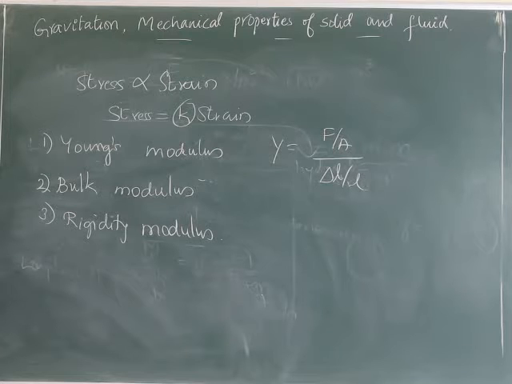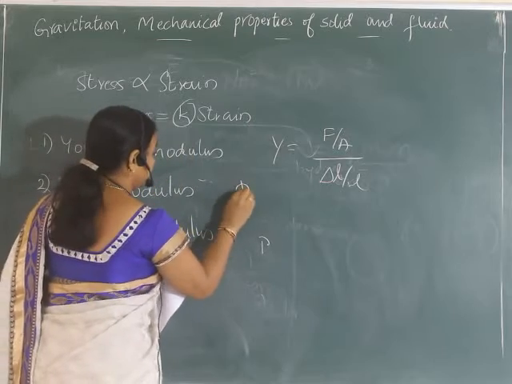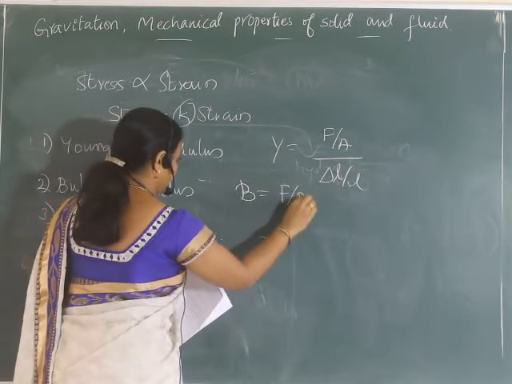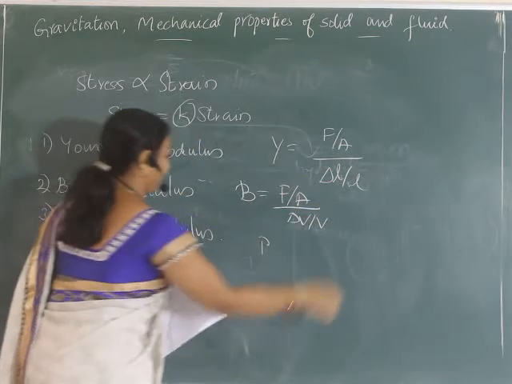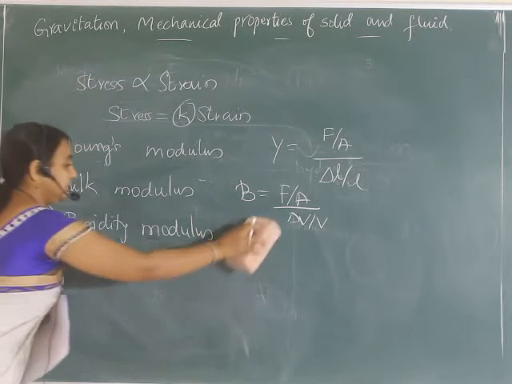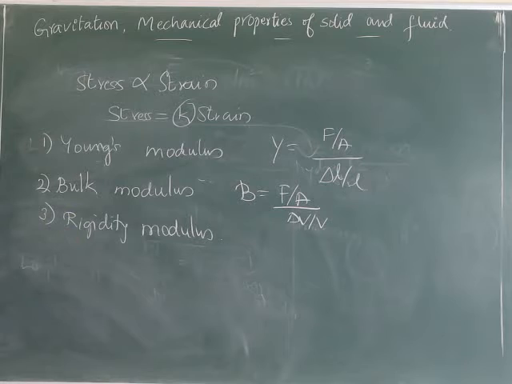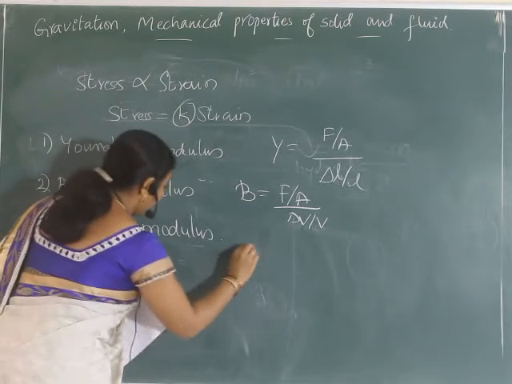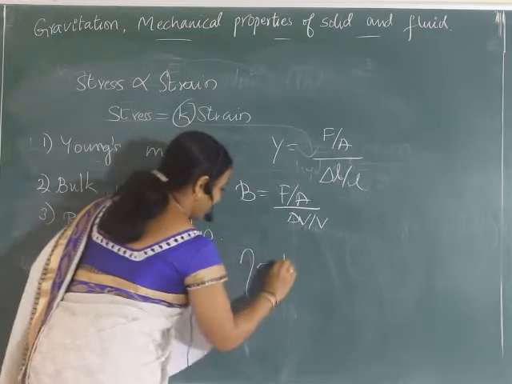The next one is bulk modulus. Bulk modulus is B equal to F by A divided by delta V by V. It is stress divided by strain in terms of volume. Volume strain it is. Next, rigidity modulus or shear modulus. Rigidity modulus or shear modulus is given by eta is equal to F by A divided by theta.